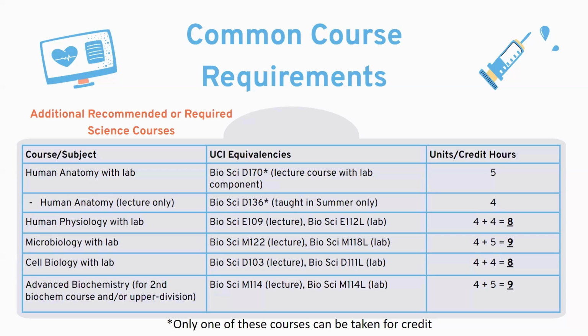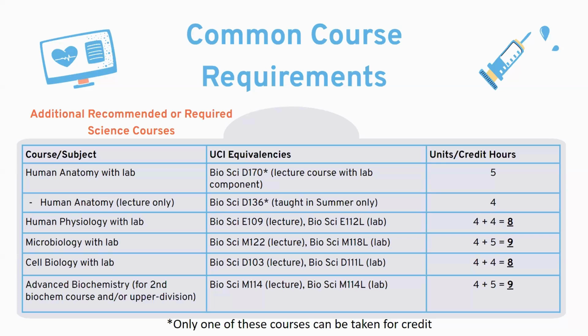The next course often required or recommended by programs is human physiology with lab. One thing about UCI is that we tend not to teach our lecture courses in conjunction with the lab, so not at the same time. If a program is requiring lecture plus lab for physiology, it would be the E109 lecture and E112 lab. You'll see each of those two courses is 4 units, so that means it's 8 credit hours total.